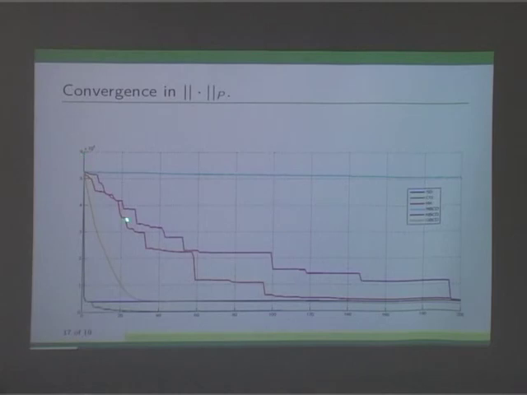So this is the convergence in norm P. And this is the convergence in the function value. I want you to be careful because I will be talking about convergence in function value and convergence in the estimate of the optimal point. That will be convergence in Euclidean norm, and here I am talking about convergence in P norm. Let's see what the conclusions are.